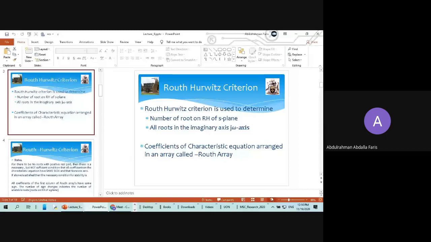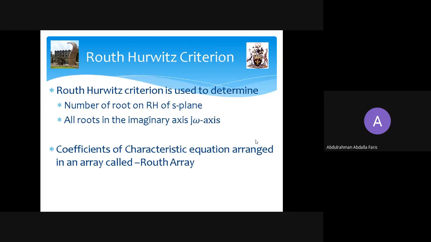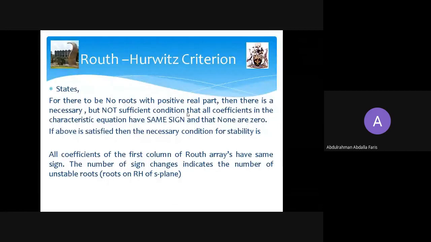So the Routh-Hurwitz criterion is actually used to determine the number of roots on the right hand side of the S plane. Once we know the roots on the right hand side of the S plane, then we know that the system is actually unstable. Also, this method will enable us to find the roots along the imaginary axis when the system is marginally stable. When we arrange these coefficients of the characteristic equation, we arrange them in a table, which we call a Routh array.